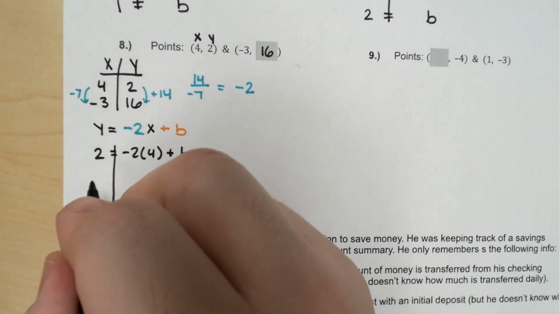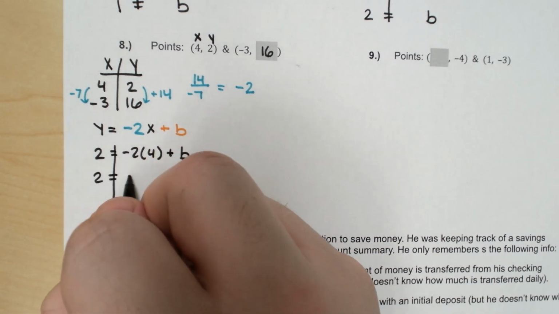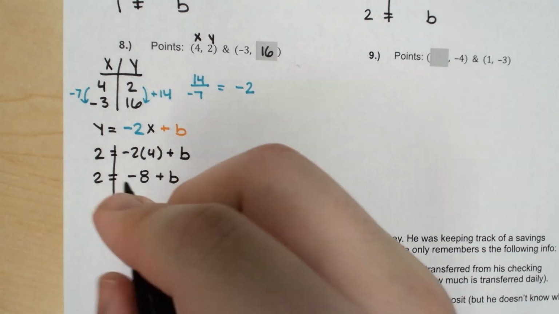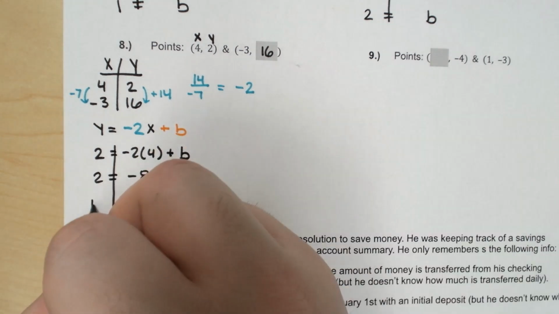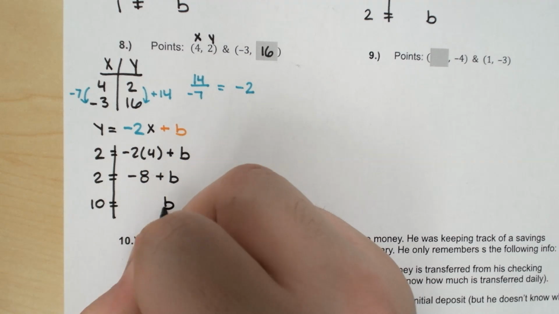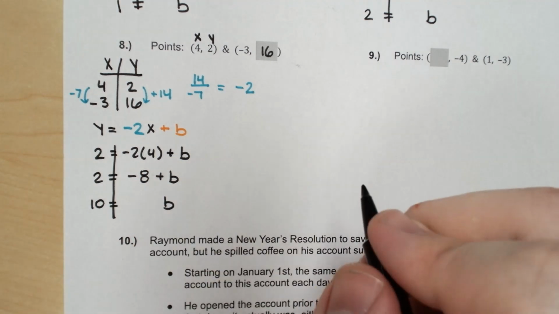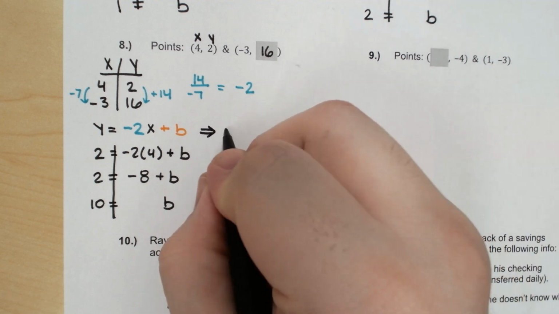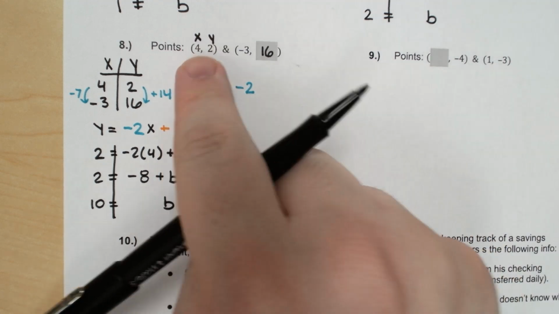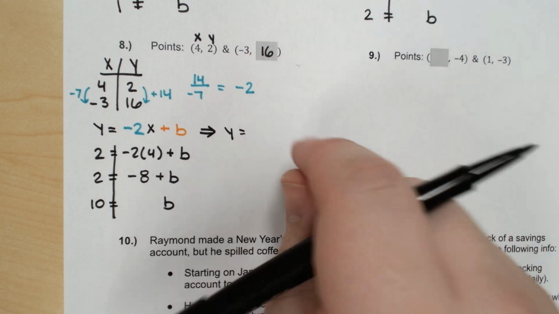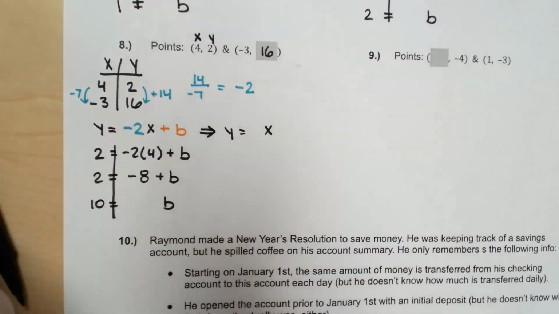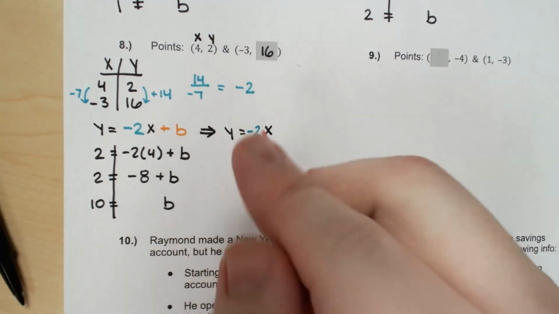Negative 2 times 4 is negative 8. Then add 8 to both sides, and you get that the y-intercept is 10. So the equation of a line that goes through 4, 2, and negative 3, 16 is y equals negative 2x plus 10.